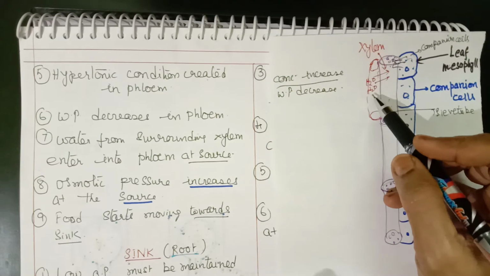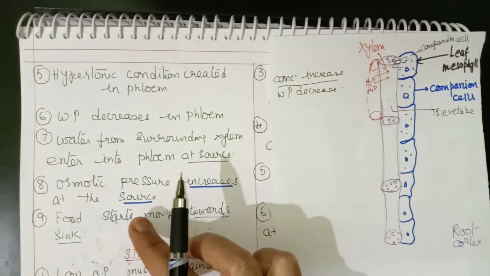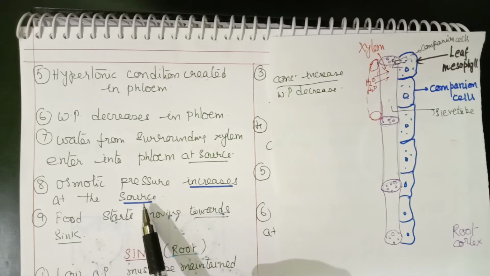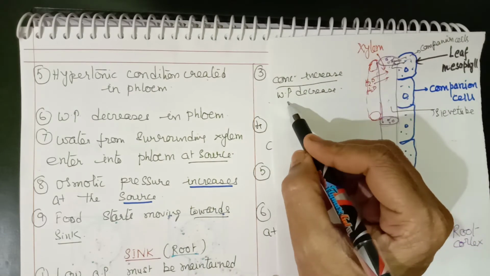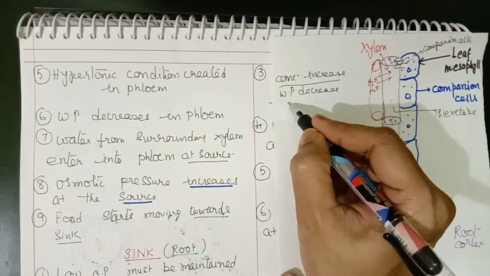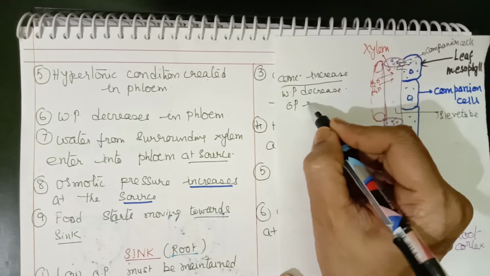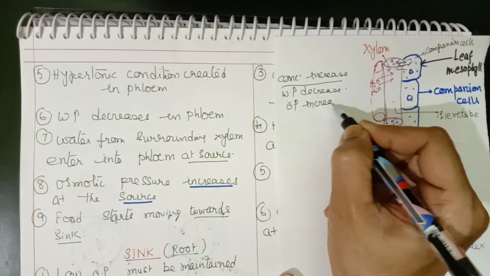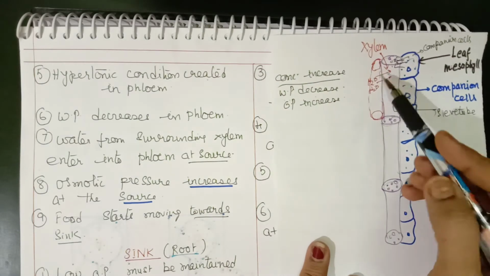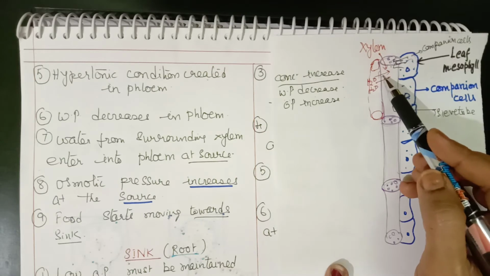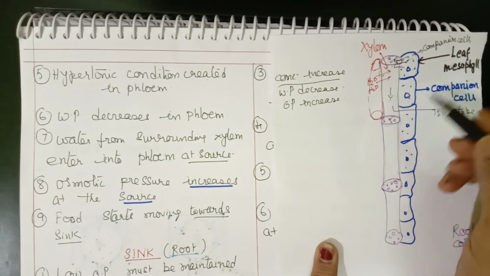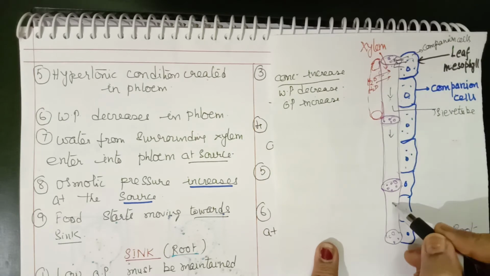So when water enters, what happens? Due to the entry of water, the osmotic pressure increases at the source. So concentration increases, water potential decreases, osmotic pressure will increase. So a higher osmotic pressure is developed here due to higher concentration. And then food will start moving away from the source.